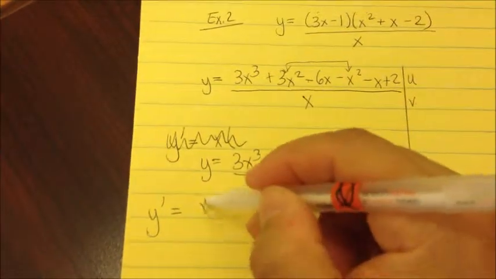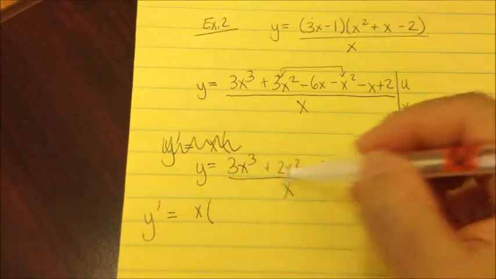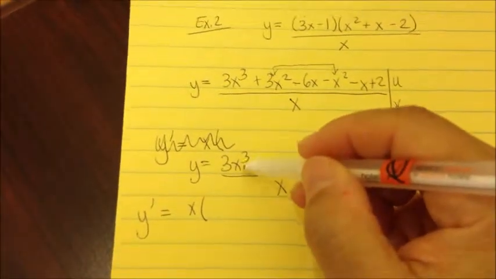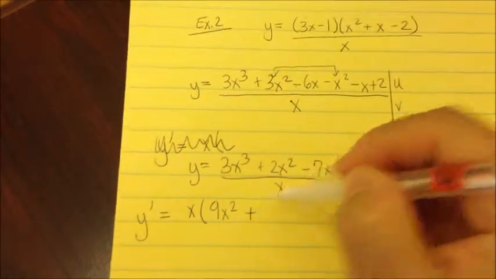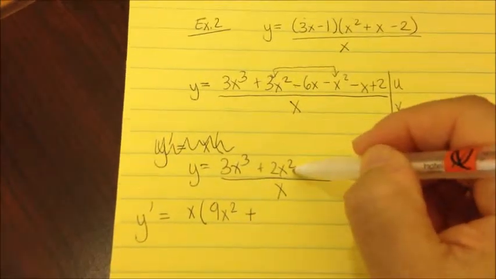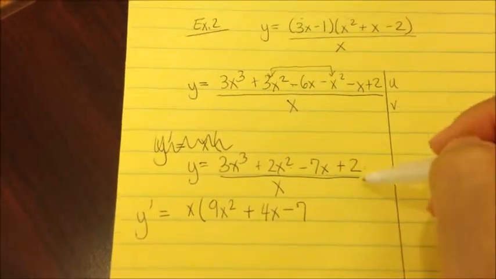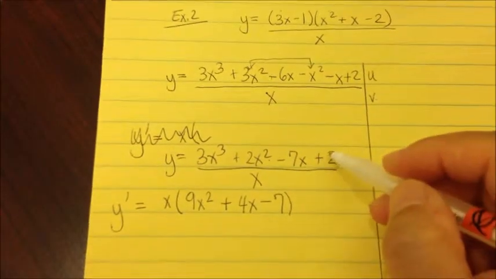So v is x right there. Take the derivative of u. So in this case, it'll be this part right here. I'm taking the derivative of all of these with a simple power rule. So 3x cubed gives us what? 9x squared, right? Plus, and then this right here gives us what? 4x. And then this gives us minus 7. And the derivative of 2 is a constant, so that disappears because the derivative of a constant is 0.